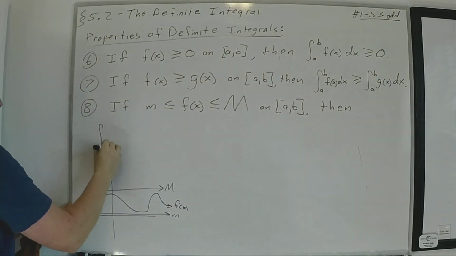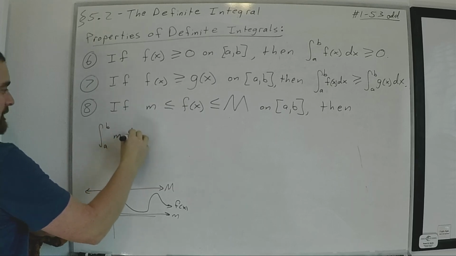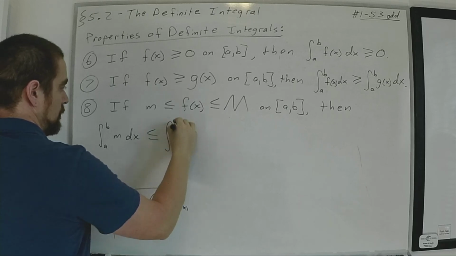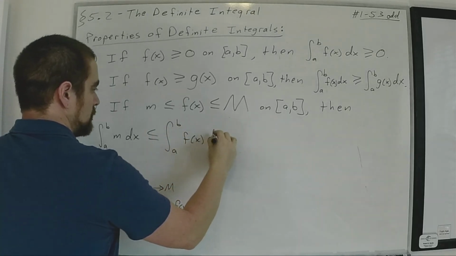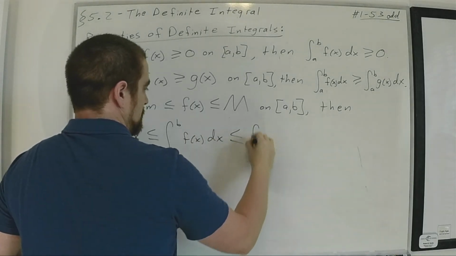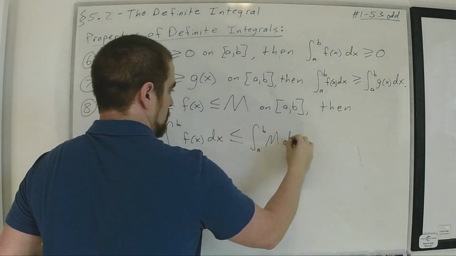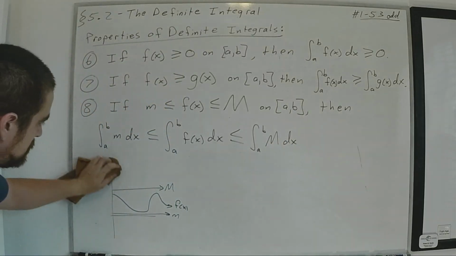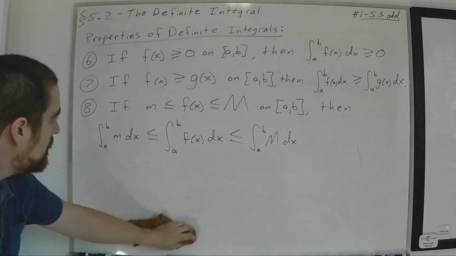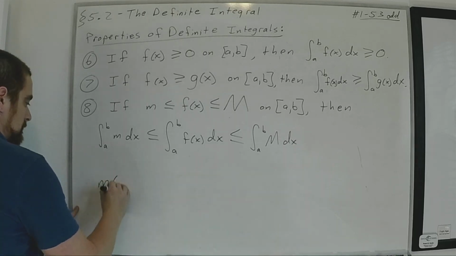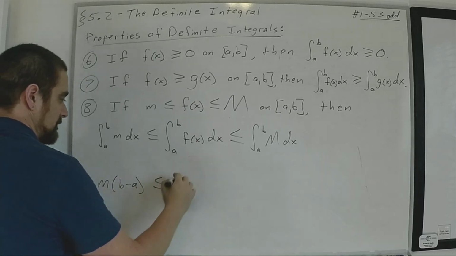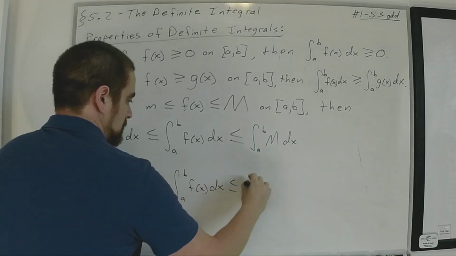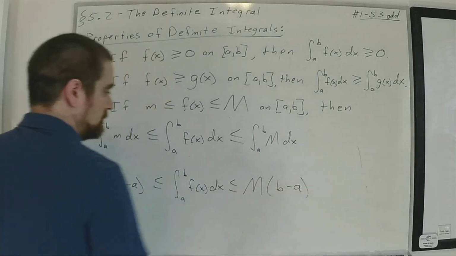Then we would have the integral from a to b of m with respect to x is less than or equal to the integral from a to b of f of x with respect to x, which is less than or equal to the integral from a to b of capital M with respect to x. Now what this tells us is, again, we're sandwiched between these two values for our function, but the integration of that function from a to b is going to be sandwiched between these two values.